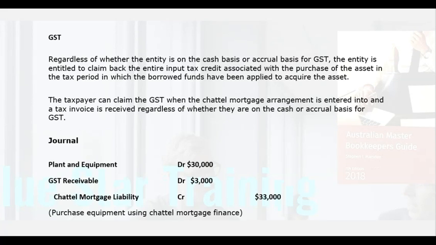Now in terms of GST, something a little different. Regardless of the entity being on the cash basis or accruals basis for GST, the entity is entitled to claim the GST back with the purchase of the asset in the tax period in which the borrowed funds have been applied to acquire the asset. In other words, when we purchase the asset. So generally we'll sign the paperwork on the loan and we will receive a tax invoice for the cost of the equipment. You can see the journal entry in this slide.